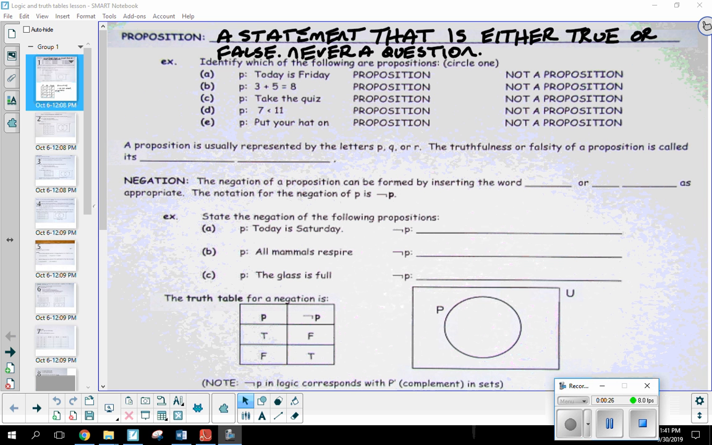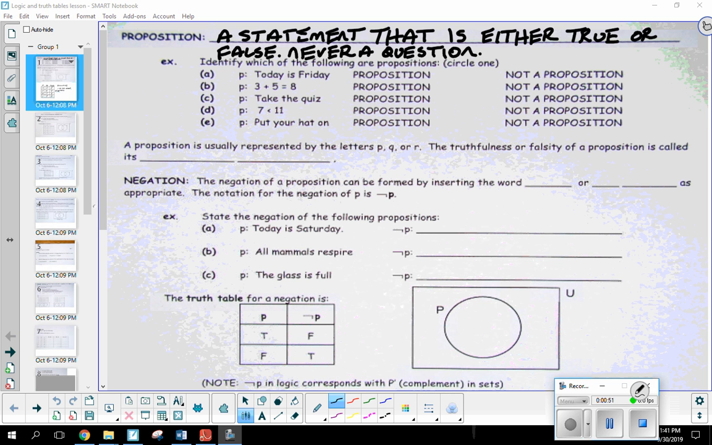Thank you. Okay, so starting off, what is a proposition? It's a statement that is either true or false, never a question. It's also never a command. As long as it's a statement, whether it's true or false has absolutely no bearing on that. So the first thing we're going to do is make sure we can tell the difference between what a proposition is and what a proposition is not.